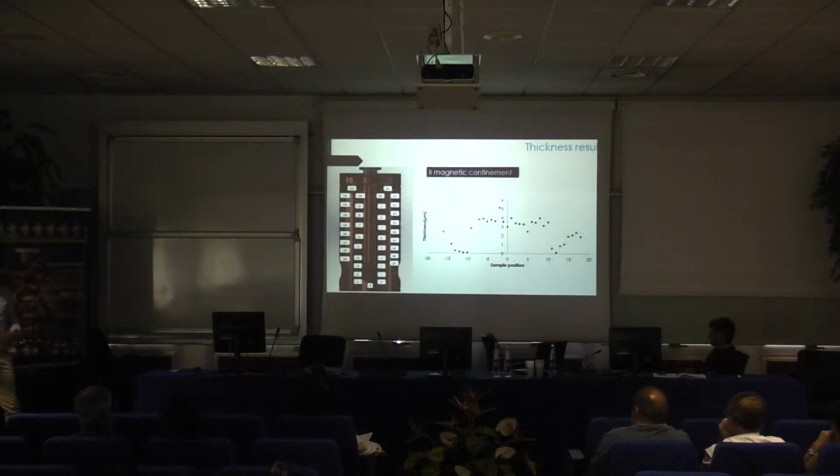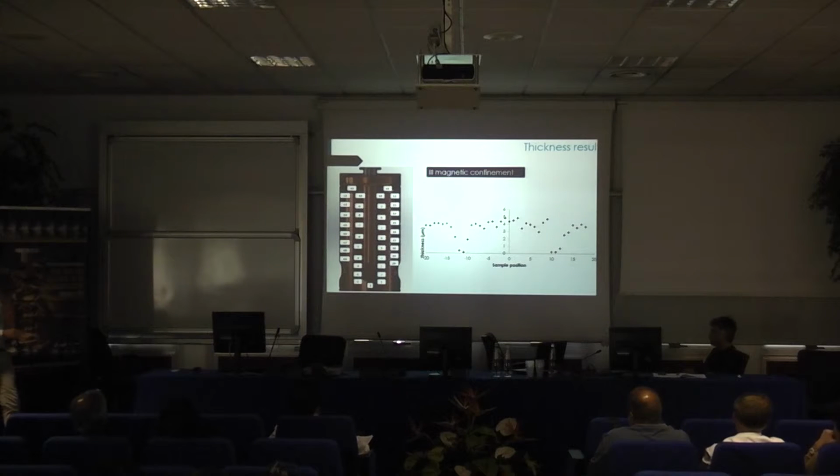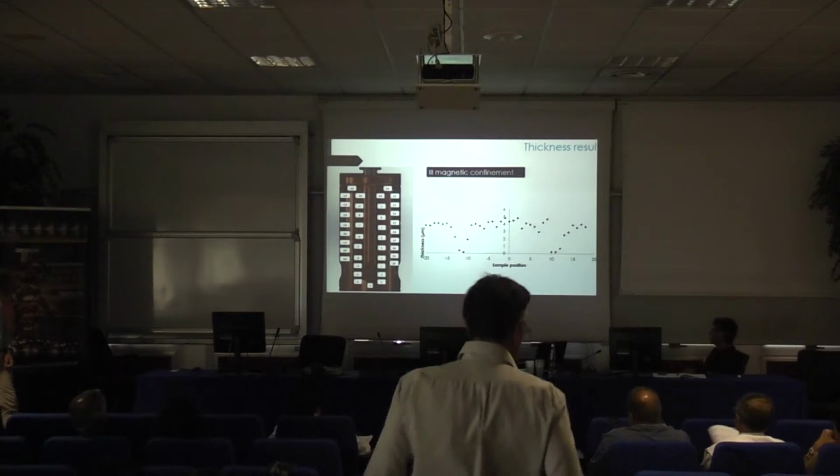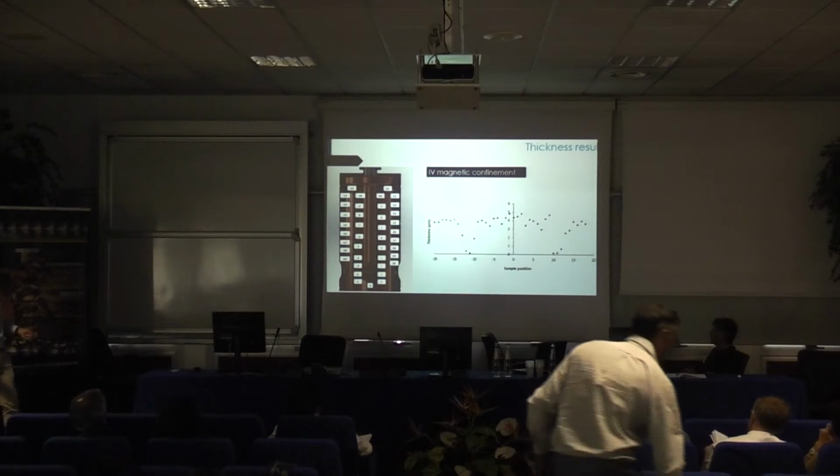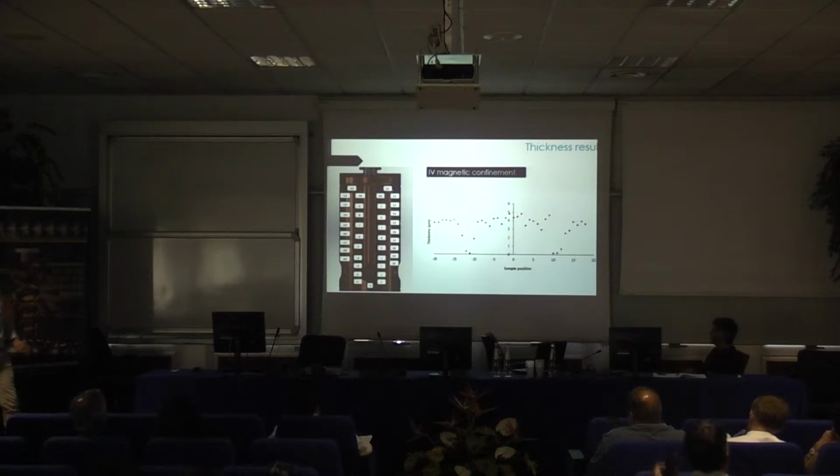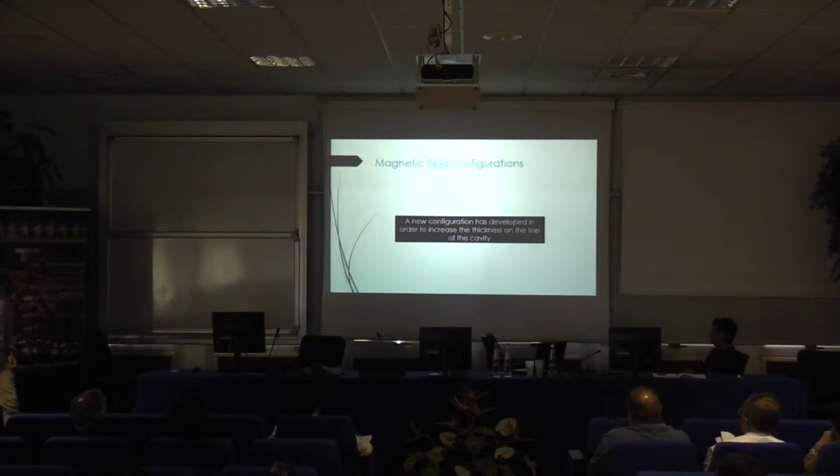So we decided again to change the configuration of the magnetic field. Here we increased the thickness on the top, on the external part, and also on the inner conductor, and also in the fourth configuration of the magnetic field. But we had the same problem, the top of the cavity. So for this reason, we tested several configurations of magnetic confinement.